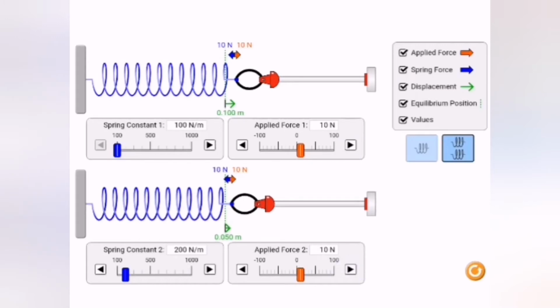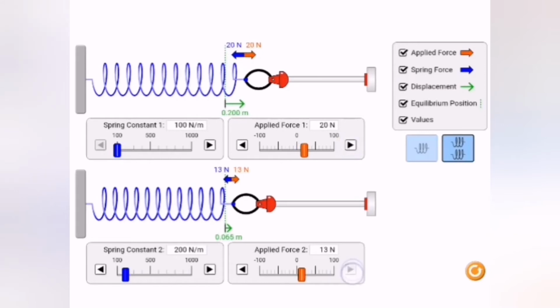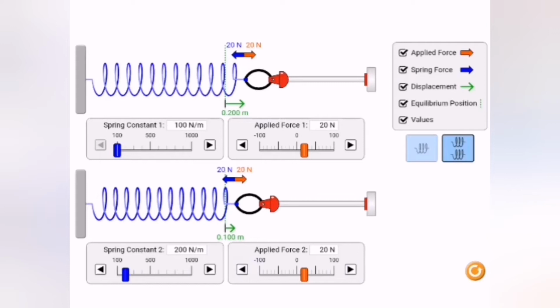100 Newton per meter spring constant will get 0.100 meter displacement and the 200 Newton per meter spring constant will get 0.050 meter displacement, this one and this one. Next, we put 20 Newton force to both spring, this one 20 Newton and this one 20 Newton. 100 Newton per meter spring constant will get 0.200 meter displacement and 200 Newton per meter spring constant will get 0.100 meter displacement, this one and this one.